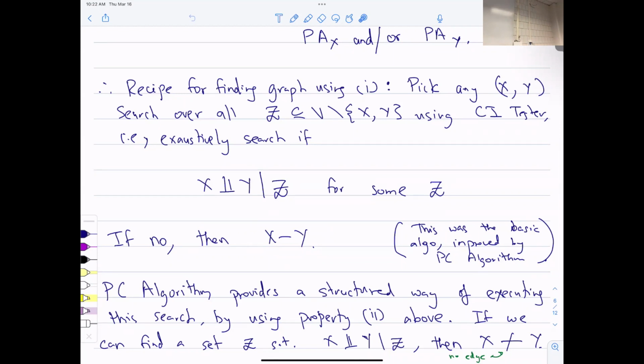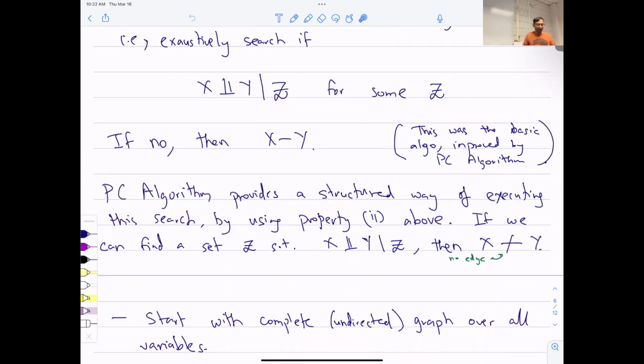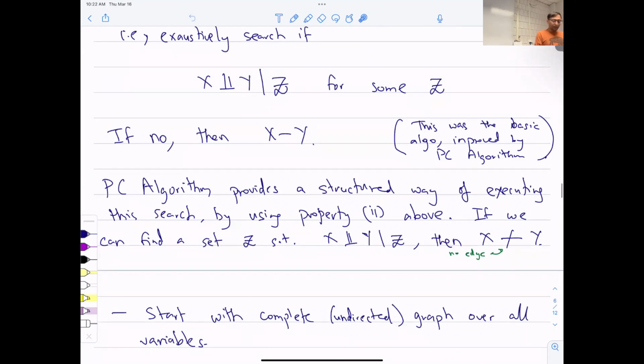Yeah, I'm sorry. That's all it is. It's just a brute force search. This is the obvious thing you would do. The PC algorithm is a structured way of executing the search. It uses property 2. That is, if you can find a set Z such that X and Y are conditionally independent given Z, then there is no edge between X and Y, because you have found such a set.